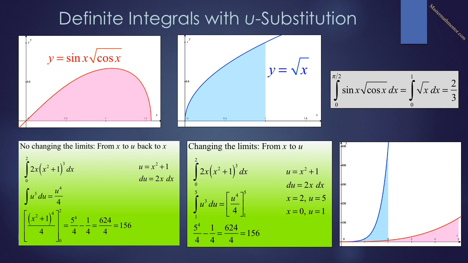We show two curves. y equals 2x, quantity x squared plus 1, quantity to the third, in blue, between 0 and 2, and the curve y equals x cubed, in red, from 1 to 5. Two different shapes, two different limits of integration, and yet their areas are exactly the same, 156.